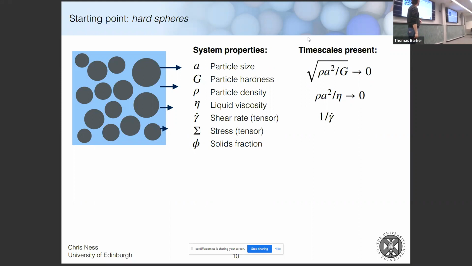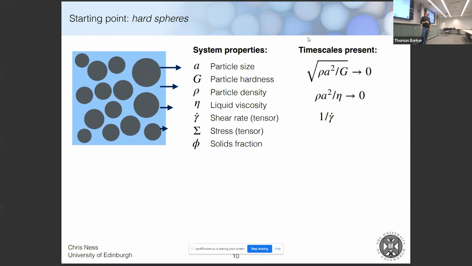So there's a timescale associated with the duration that 2 particles will spend in contact with each other. If 2 particles are pushed together by the liquid flow around them, they'll resist that. They'll want to push away because they're rigid solid objects. And the timescale associated with that will be something like this. So this thing has units of time.